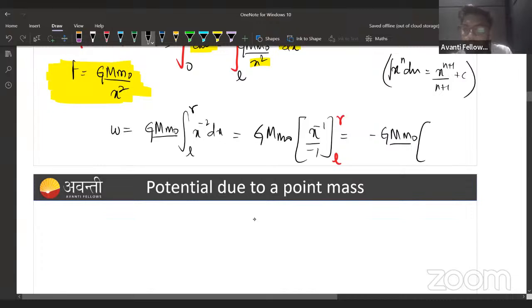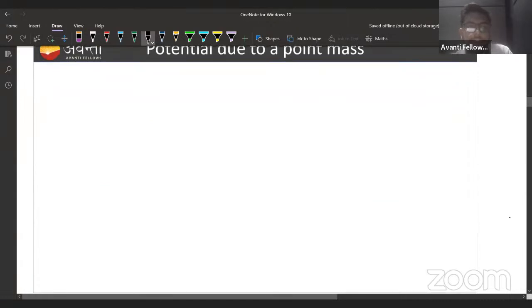What will we get? 1 by R minus 1 by L. As simple as that. So this is our value. This is our work done, right? This came out to be work done: minus G M m naught, bracket, 1 by R minus 1 by L. As simple as that. This is the work done we calculated.